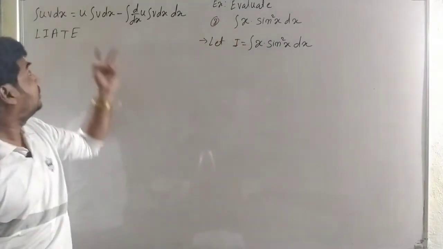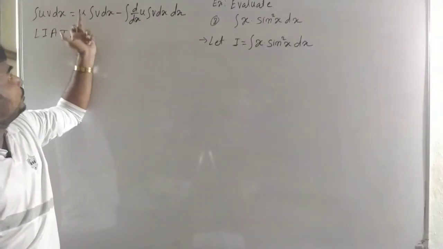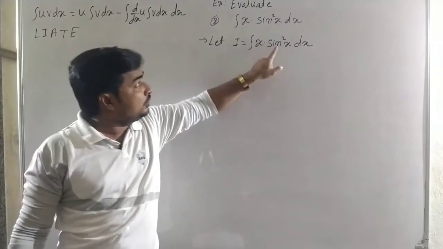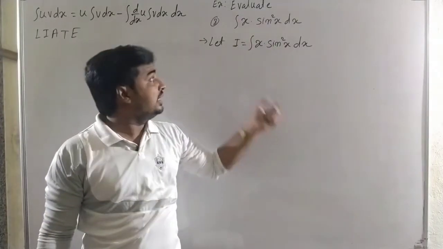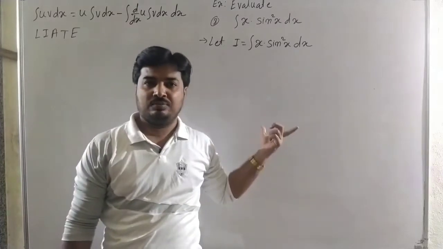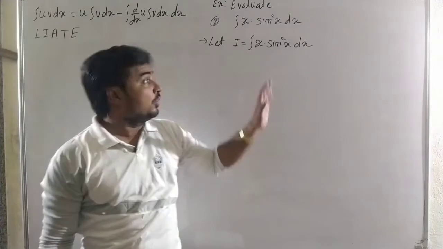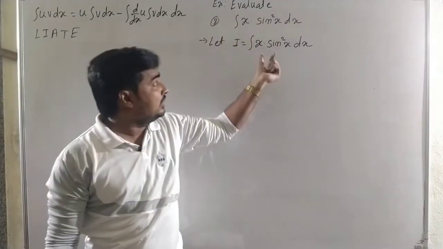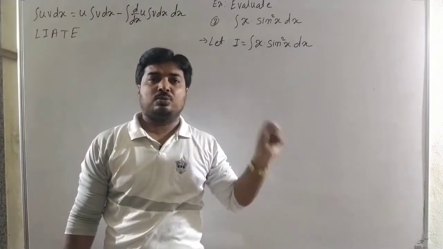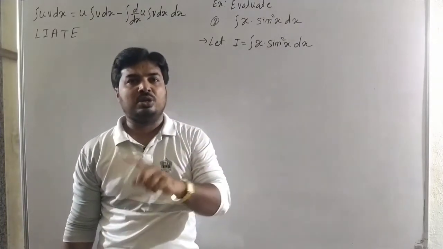And we know the formula for integral of u into v: u into integral of v. Here see carefully, we want to find the integral of sin square x, and sin square is not a standard function. Now how to find the integral of sin square x? To find the integral of sin square x we use the formula sin square x is equal to 1 plus cos 2x upon 2.